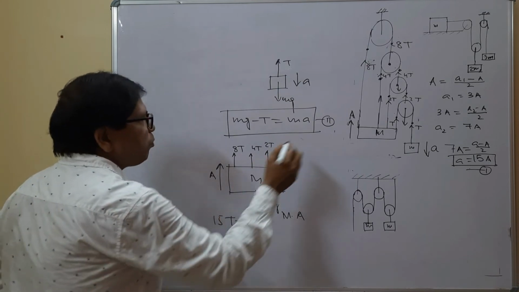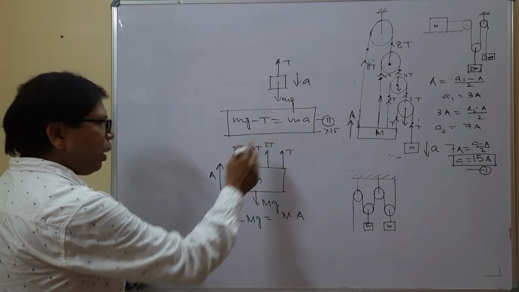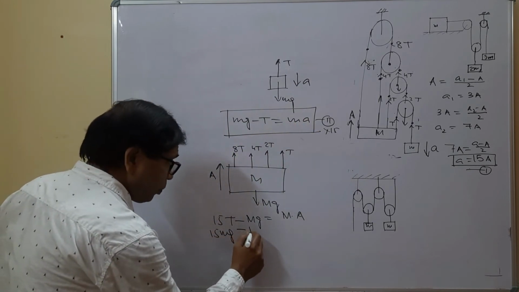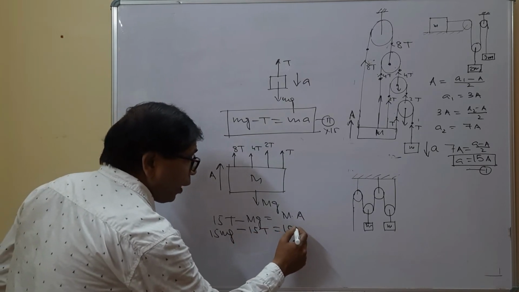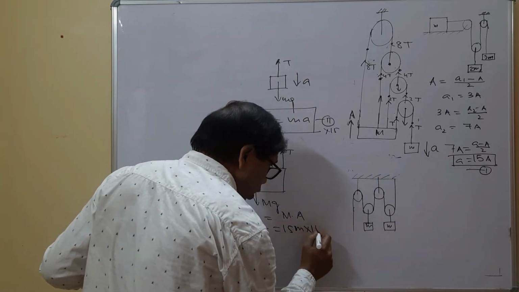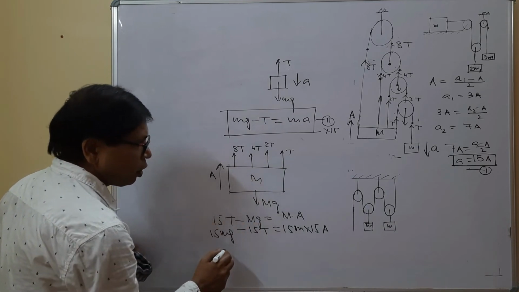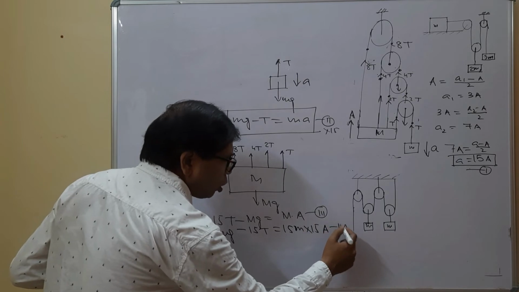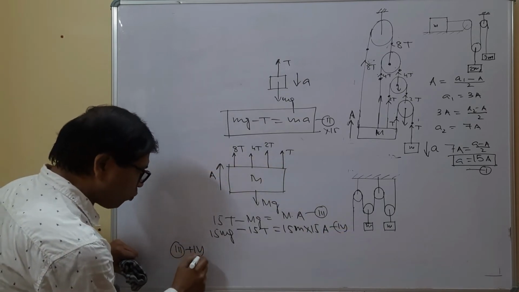so look at this. Now, if we multiply equation 2 by 15, this is 15mg minus 15T, and this equals 15 m into a, so this is 15ma. Look at this. Now adding this equation and this equation. This is equation 3 and suppose this equation is 4. So equation 3 plus equation 4.